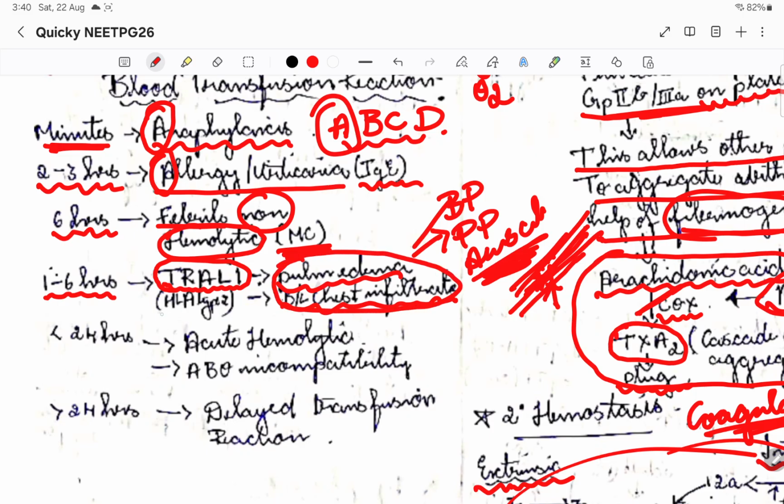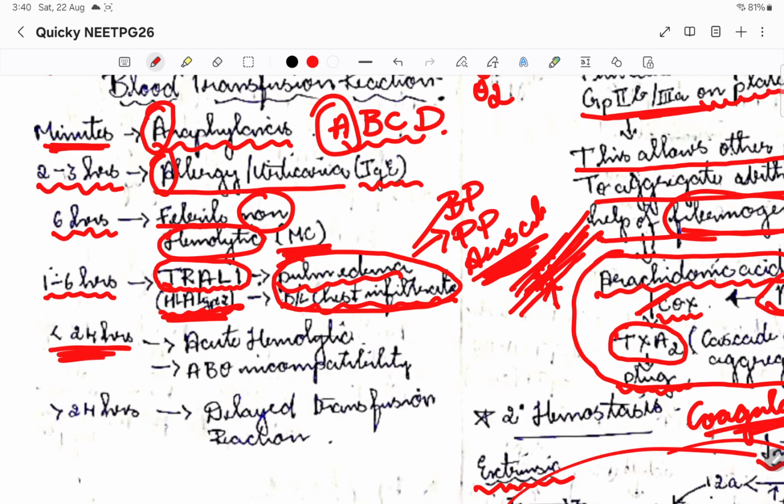This is an HLA type 2 reaction. Not hypersensitivity type 2, this is HLA type 2. Blood transfusion reaction, remember we were discussing, right? It is going to be a type 2 reaction. Okay, so remember it that way.